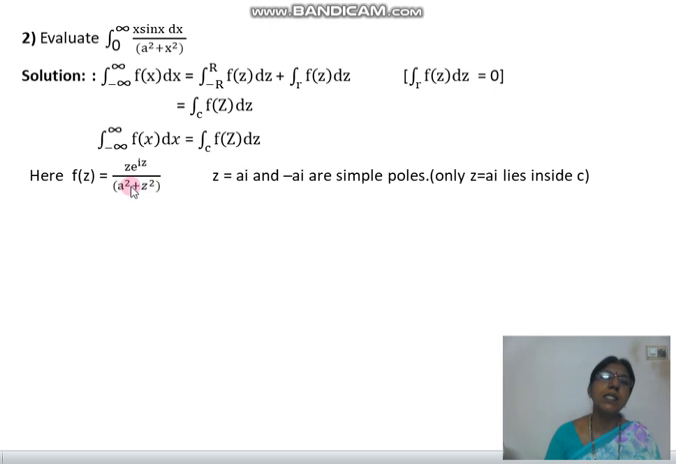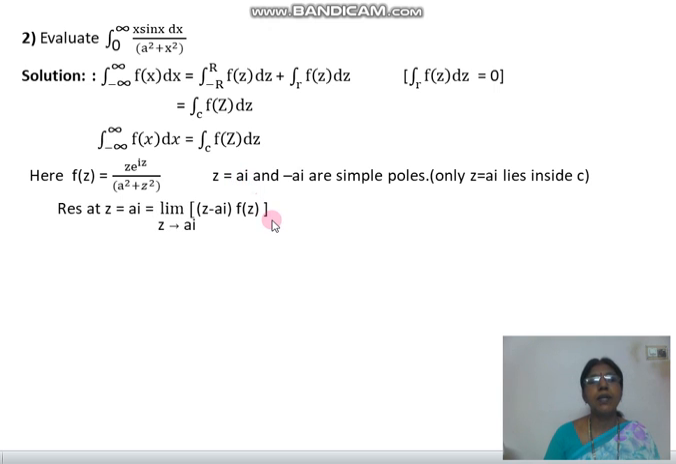Here, if there is a plus or minus, that number comes. So z is equal to plus or minus ai means z is equal to ai and z is equal to minus ai are simple poles, because the power is 1, which lies inside the C. C means the upper half of the z plane or semicircle. A positive imaginary number lies in the upper half, so only z is equal to ai lies inside C. That's why we are going to find the residue at z is equal to ai.